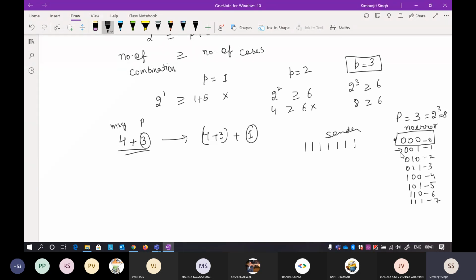This second pattern, this first 001 indicates that there is an error in the first bit, that there is an error in the second bit, that there is an error in the third bit, that there is an error in the fourth bit, that there is an error in the fifth bit, that there is an error in the sixth bit, or there is an error in the 7th bit. Okay, so that is why the parity bit is set as 3.